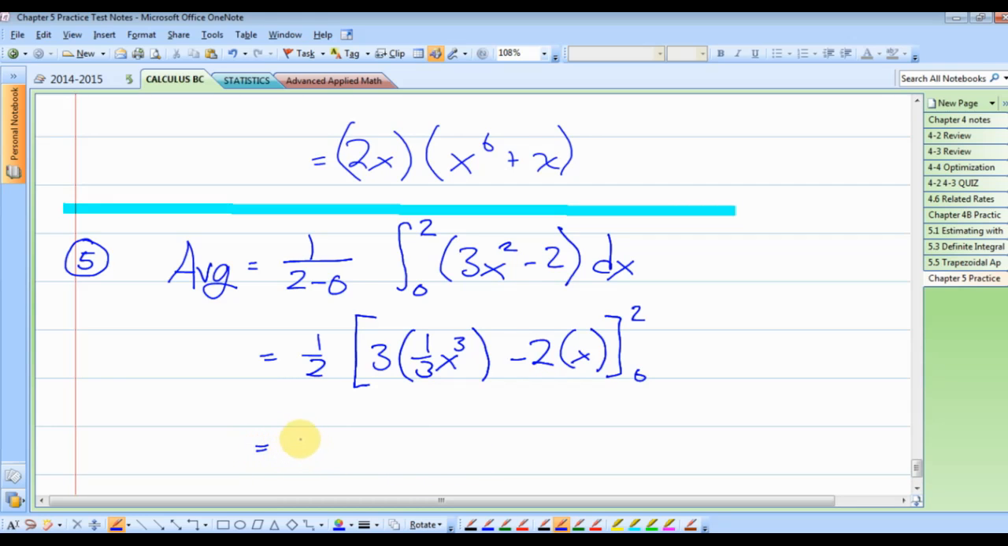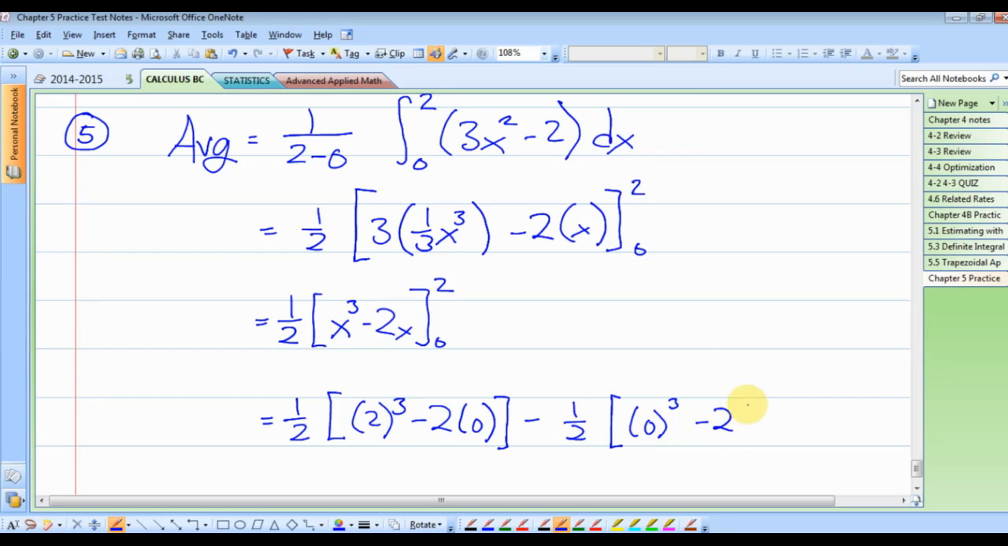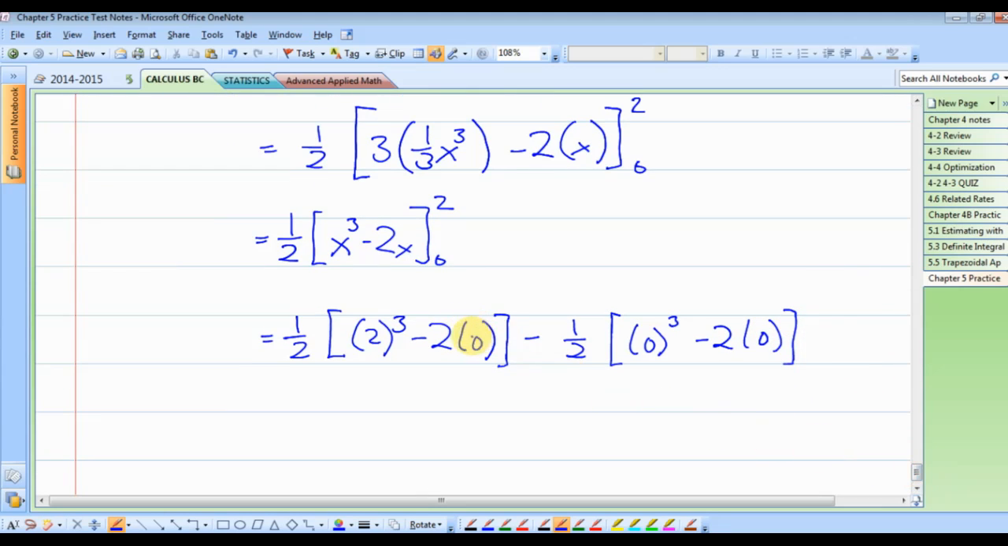Oh, you know, before I substitute, I'm going to simplify. I think that's pretty nice. That's 1/2 minus... Yeah, it's supposed to be a 2.